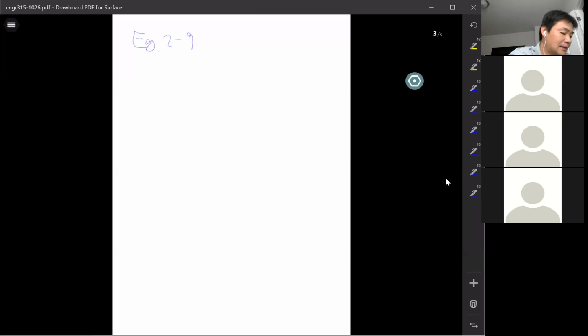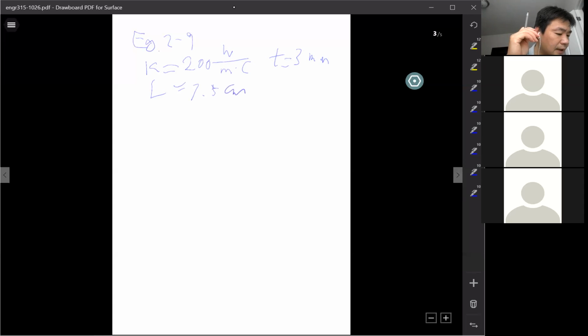Example 2.9 looks like this. An aluminum fin, so K is given: K is 200 W per meter C. The thickness T is 3 millimeters, 0.003 meter, pretty tiny. The length of the fin is 7.5 centimeters, and it protrudes from a wall as shown in Figure 2.9, the figure I posted in GroupMe. That's just basic geometry. The base is maintained at a temperature T0 of 300 degrees C.